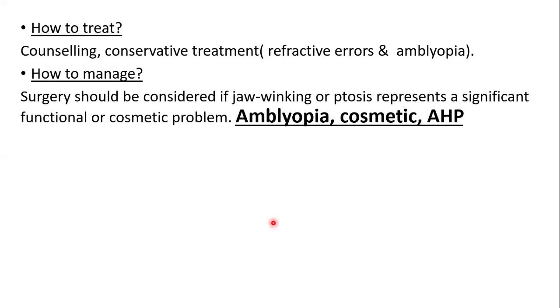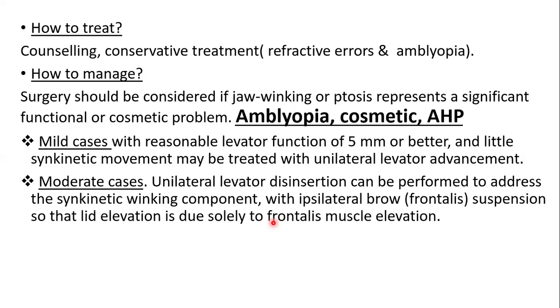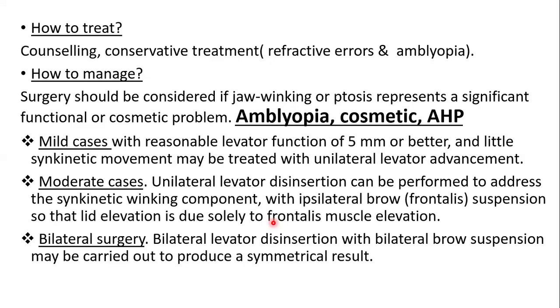Amblyopia, cosmetic, or AHP. In mild cases with reasonable levator function, mild cases of jaw winking with reasonable levator function of 5 mm or better, little synkinetic movement may be treated with unilateral levator advancement or resection. In moderate cases, unilateral levator disinsertion can be performed to address the synkinetic winking component with ipsilateral frontalis suspension or the sling, and bilateral levator disinsertion with bilateral brow suspension may be carried out to produce symmetrical results.